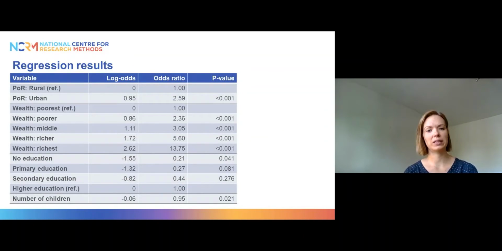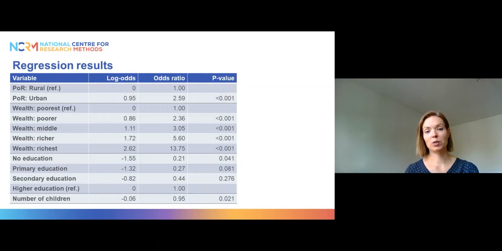And how do we know this? Well, if you look at the odds ratio column in this table, and you look at wealth, richest row, you can see that the value there is 13.75. So it's just directly taken from that column. And since the poorest is the reference category, it means that when we compare the richest and the poorest, the richest are almost 14 times as likely to have had assistance in their most recent birth.